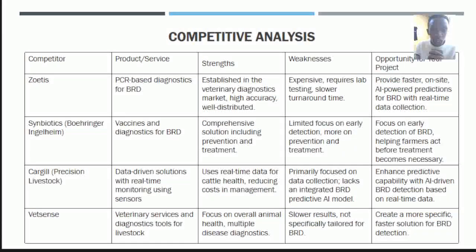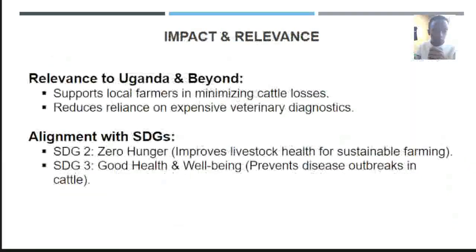Also to focus on early detection of BRD, helping farmers act before treatment becomes necessary. Also to enhance prediction capability with AI-driven BRD detection based on real-time data. And lastly, to create a more specific, faster solution for BRD detection.